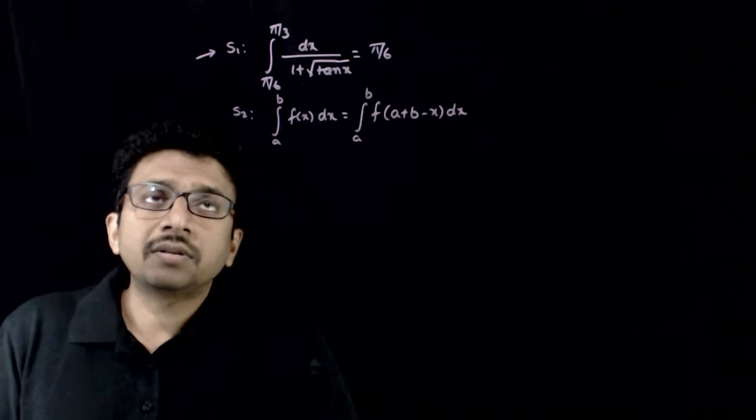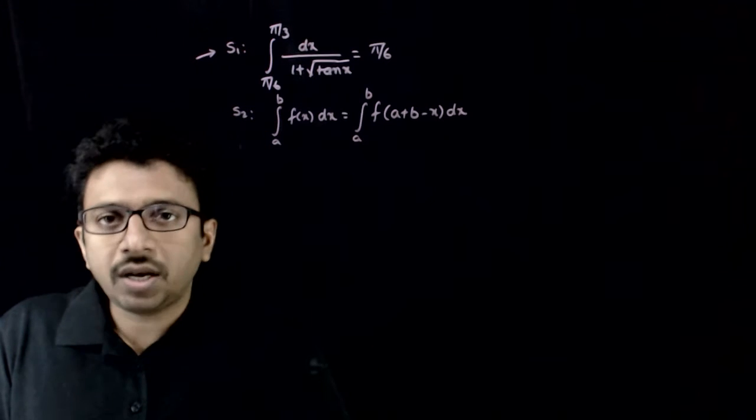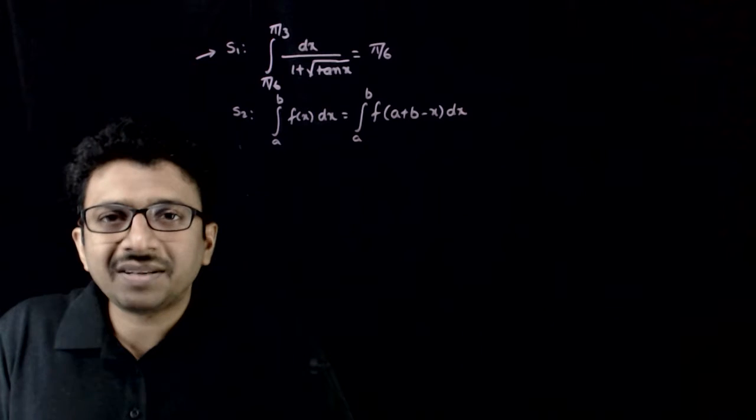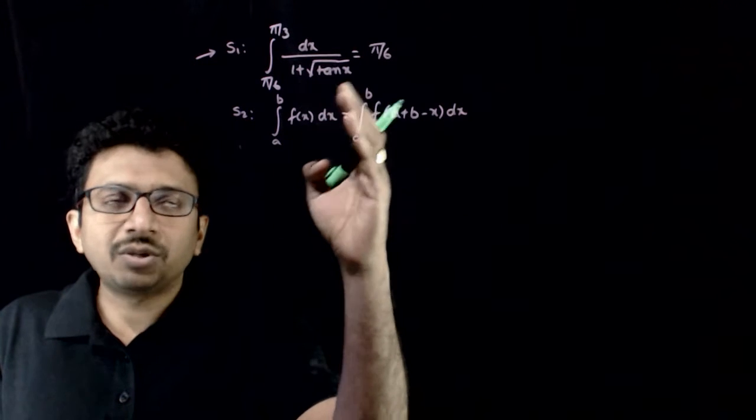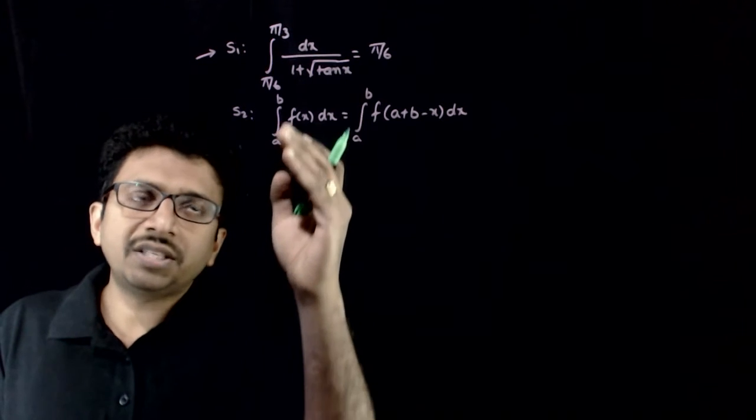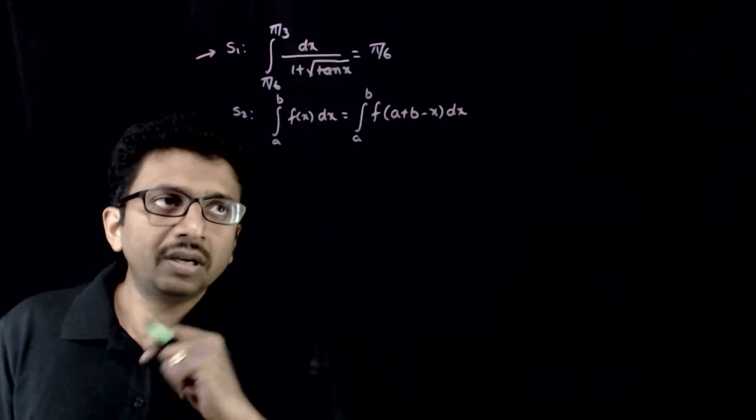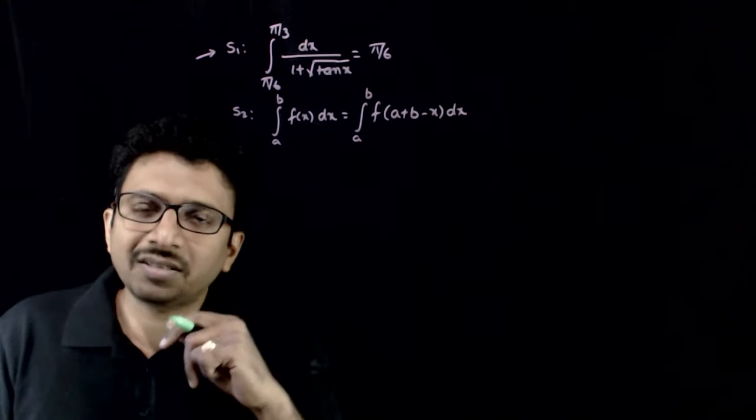So welcome students. In this question you're given two statements, statement 1 and statement 2. Statement 1: integration of pi by 6 to pi by 3 dx by 1 plus root tan x is equal to pi by 6. Statement 2: integration from a to b f of x dx is equal to integration from a to b f of a plus b minus x dx.